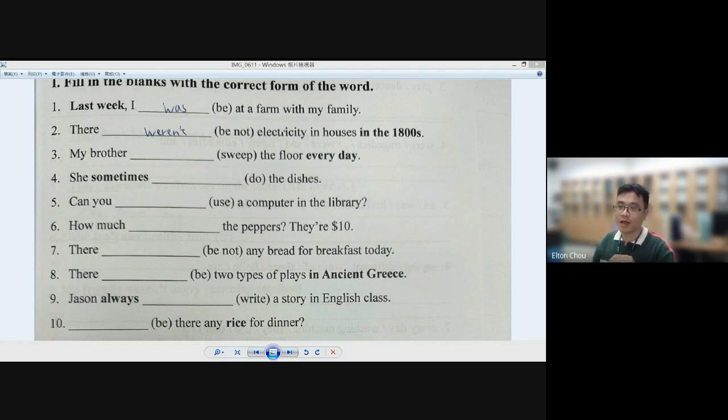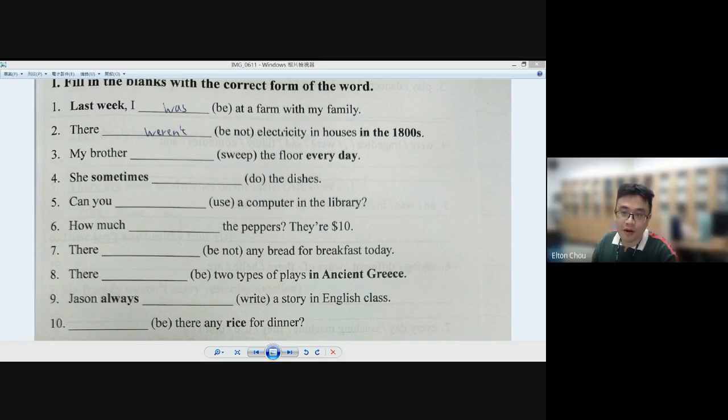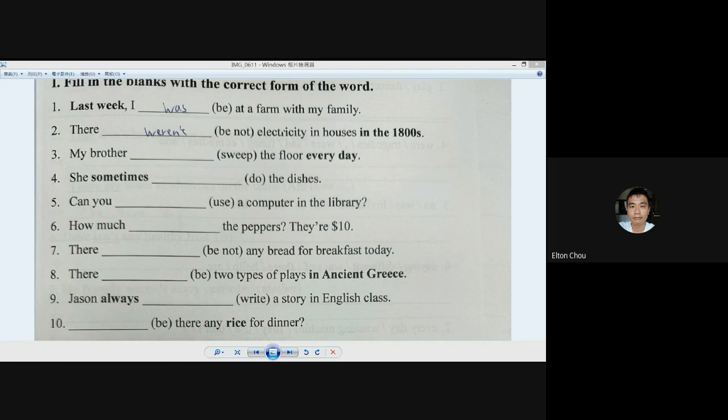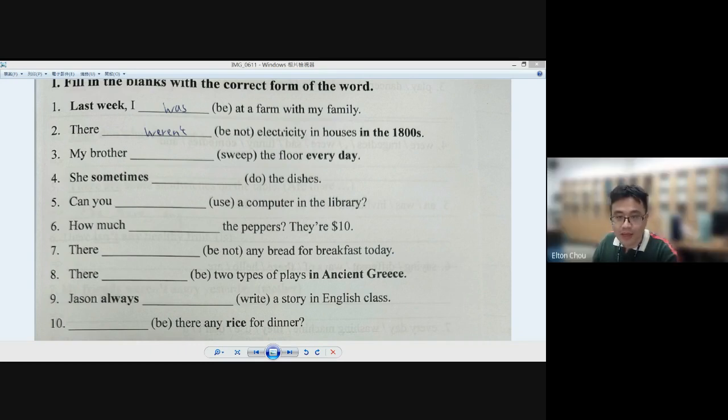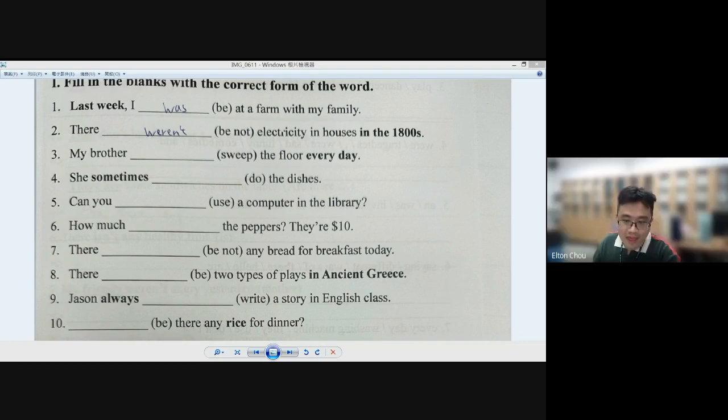Where's the subject? I'll mark the subject. Subject, verb. I'll change it to we. We do, you use, and they write. Okay. Subject, verb. Subject, verb.